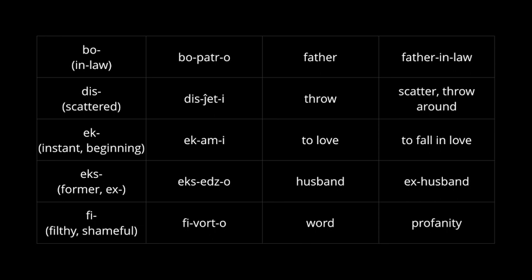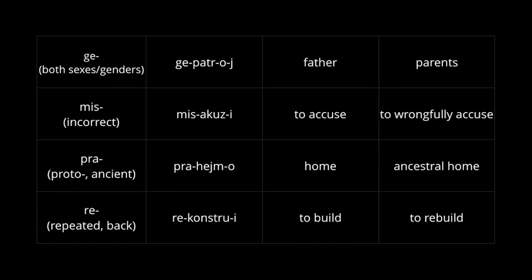Fi makes something filthy or shameful. See, aĉ means the thing isn't put together well. You know, domaĉo is a house that's shabby and falling apart. But a fidomo would be a house of ill repute. You know, a house that's actually filthy and nasty, not just crumbling. So a fivorto is a profane word.